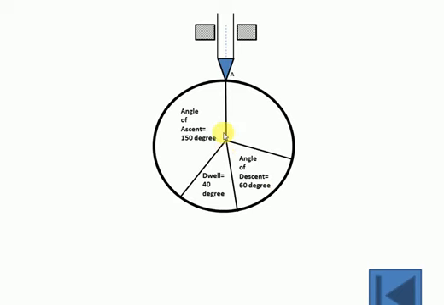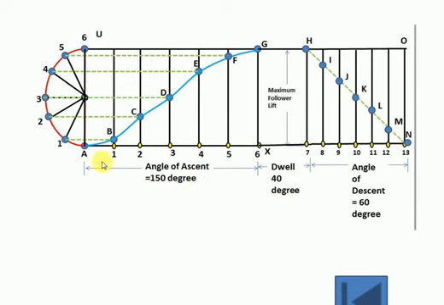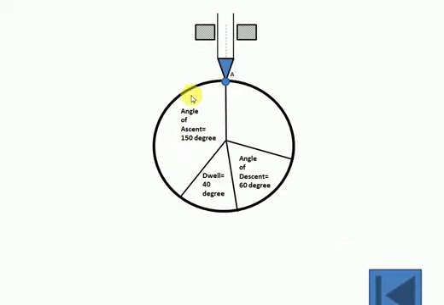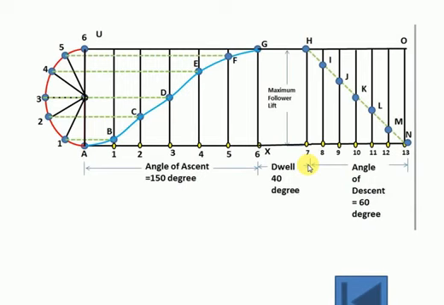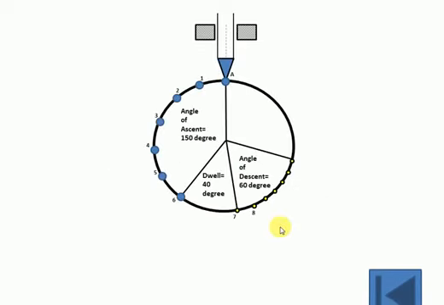Now we'll divide this angle of ascent into 6 equal parts, as we have divided our vertical line from A to 6 into 6 equal parts. So we'll divide our base circle also for the angle of ascent into 6 equal parts. We'll name it as 1, 2, 3, 4, 5 and 6. In the same way, we'll divide our angle of descent also in 6 equal parts, and we'll name it as 7, 8, 9, 10, 11, 12 and 13.